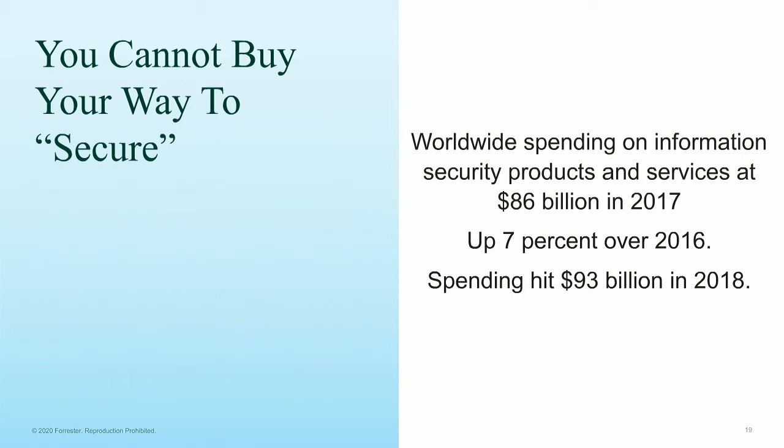And then, I want to remind people that there is, we said this earlier, but there's no way to buy your way to being secure. We've already spent billions and billions of dollars. It continues to go up. 93 billion was spent in 2018. We're over 100 billion, I think, now in 2019, and continuing to go up. So it's not that we haven't spent enough money. We've spent plenty of money, so it's got to be a problem of strategy.